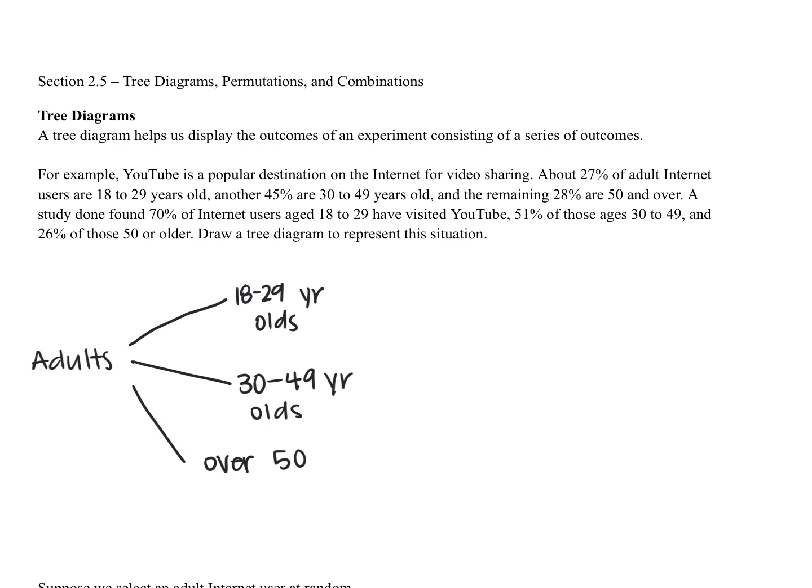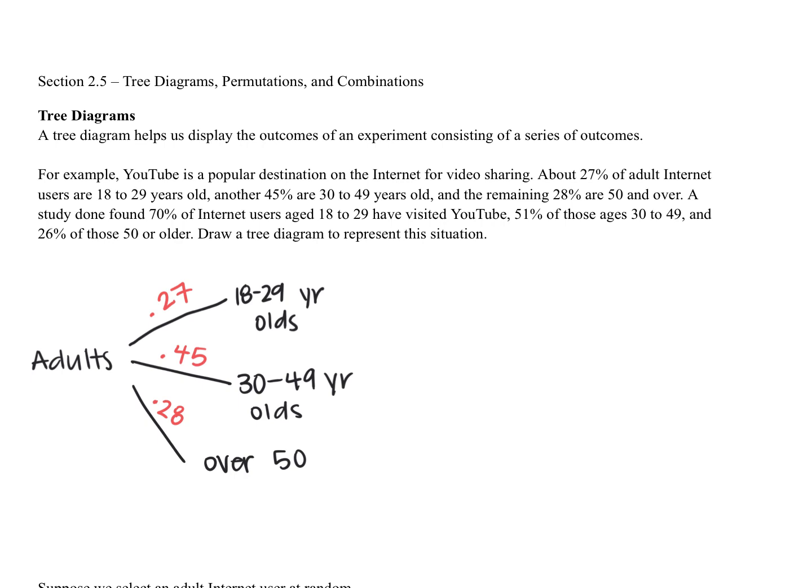We want to then label the branches with the probability that you fall within that category. We know 27% are 18 to 29, so that's 0.27. 45% are 30 to 49, so that's 0.45. And the remaining 28% are over 50, so 0.28. The important thing with tree diagrams is that anytime you draw branches from a point, those percentages have to add to 100%. So 0.27, 0.45, and 0.28 add to 1, so I know it's a good probability model.